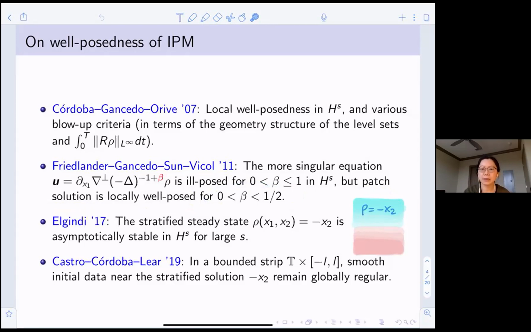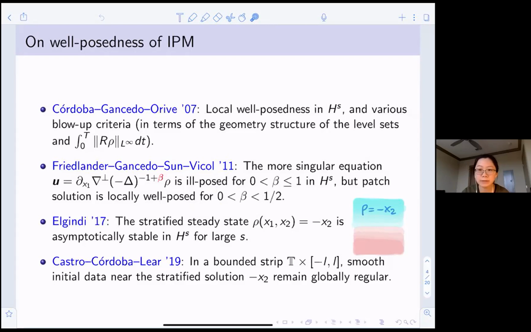One thing that I would like to mention is that for the IPM, because of its Biot-Savart law that contains a partial x1 of rho, one can easily check that for all the horizontal stratified steady states, where rho is only a function of x2, every such state automatically gives us a zero velocity field. Therefore, all such horizontal stratified steady states are stationary, right?